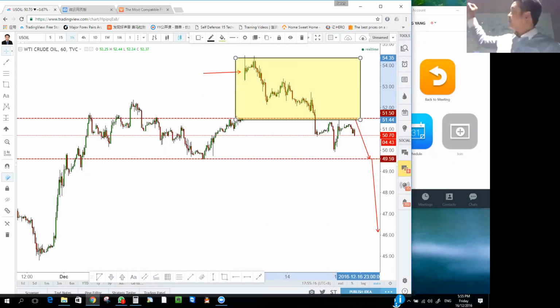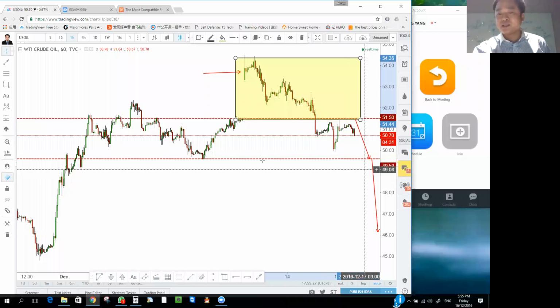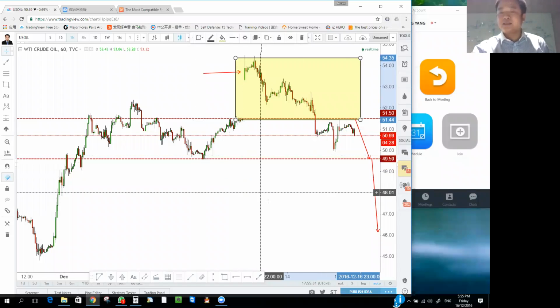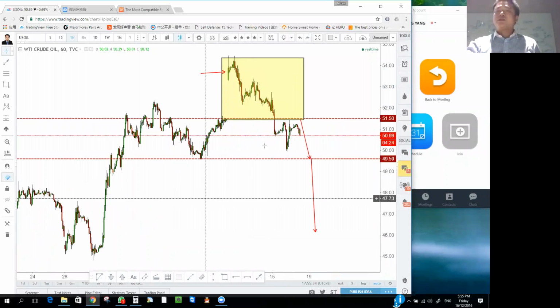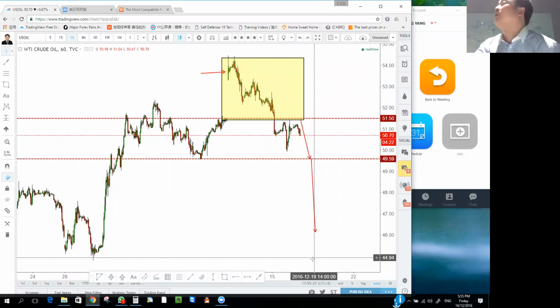So oil, I'm still bearish, as long as it stays below 51.44. It just tells you that the oil cannot go through this level, and it may still go down. Where will it go to? 49.60 will be the first level, and the second level will be 46. So we can still expect the oil to go down.